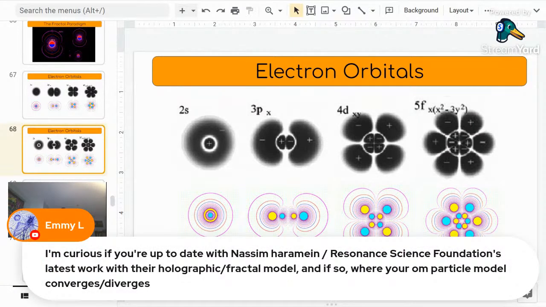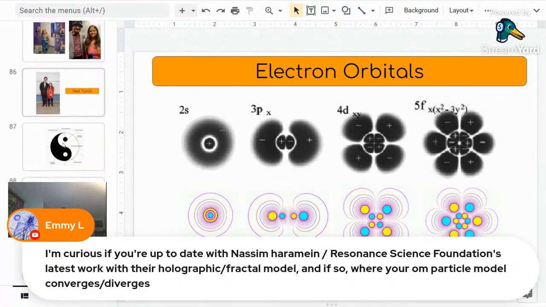I'm curious if you're up to date with Nassim Haramein and the Resonance Science Foundation's latest work with their holographic fractal model. Okay, so here's something. I'm going to show you something really cool.